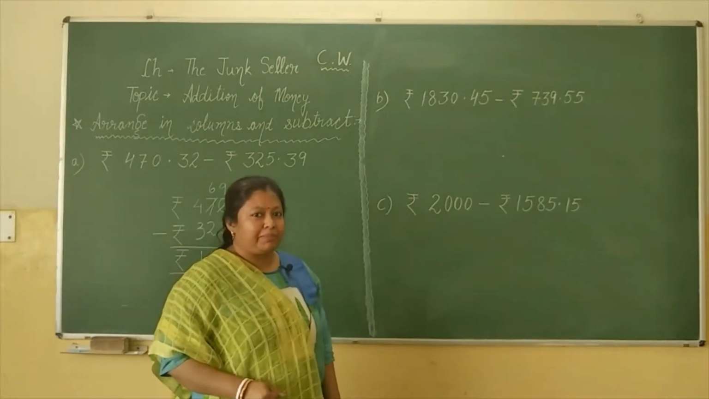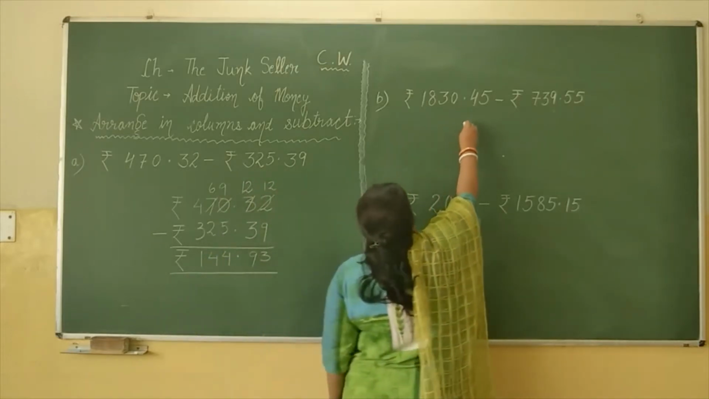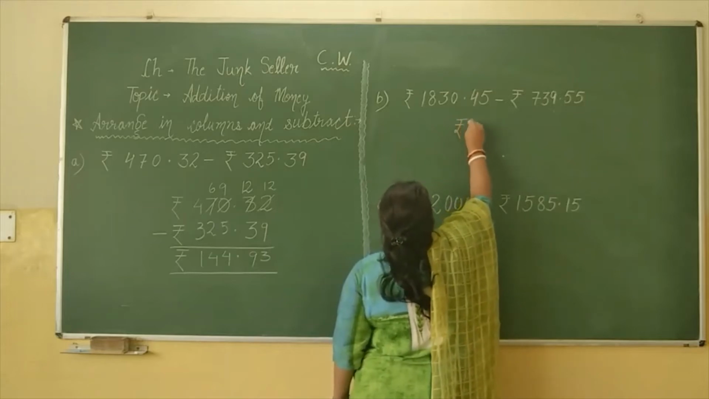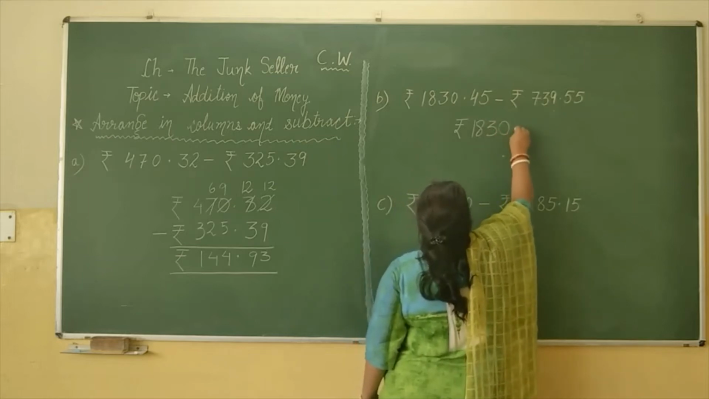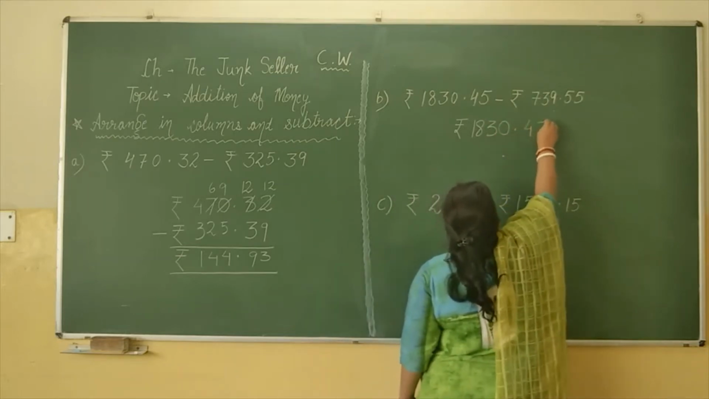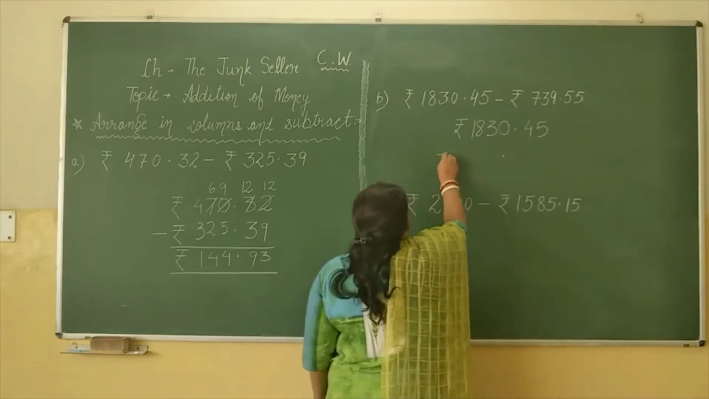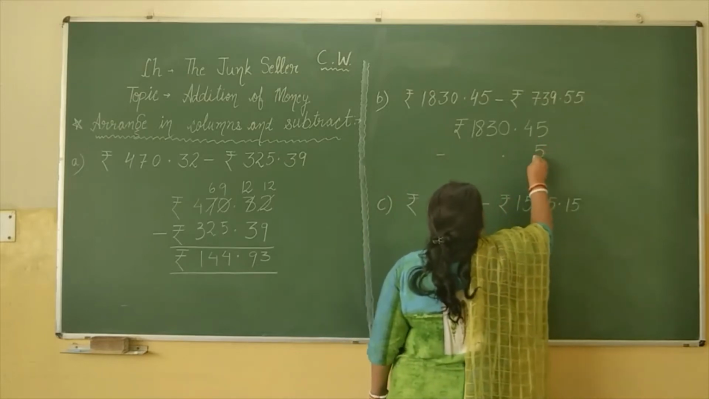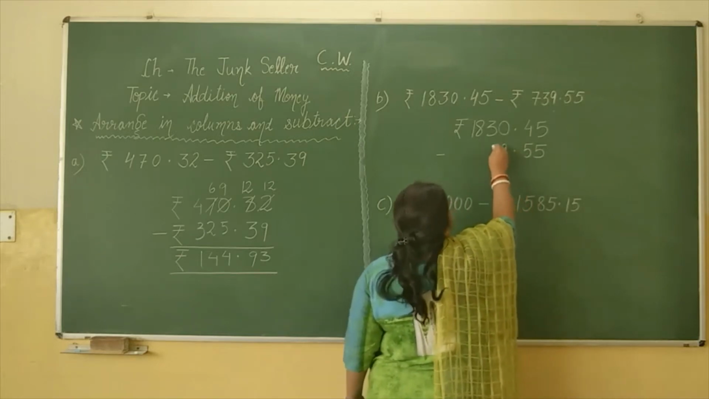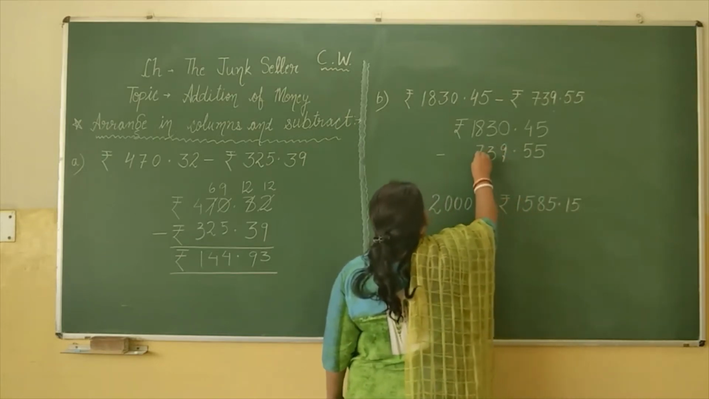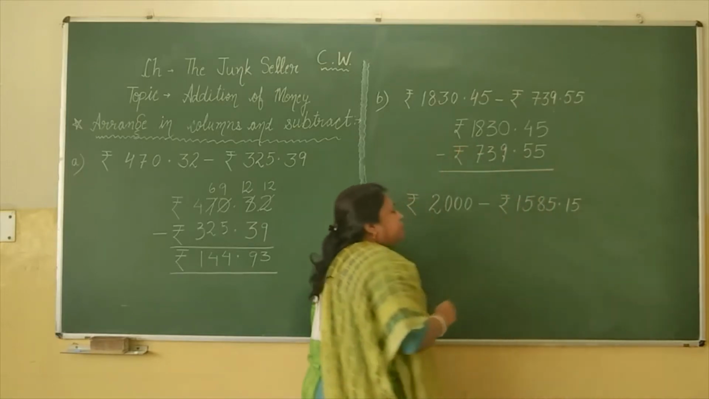Let's solve two more examples, children, to understand this concept better. We write the first amount, the amount from which we subtract. It's 1830.45, and the amount to be subtracted is 739.95. I start from the right hand side, then point, then 9, 3 and then 7. Rupees sign, rupees symbol. Okay, children.